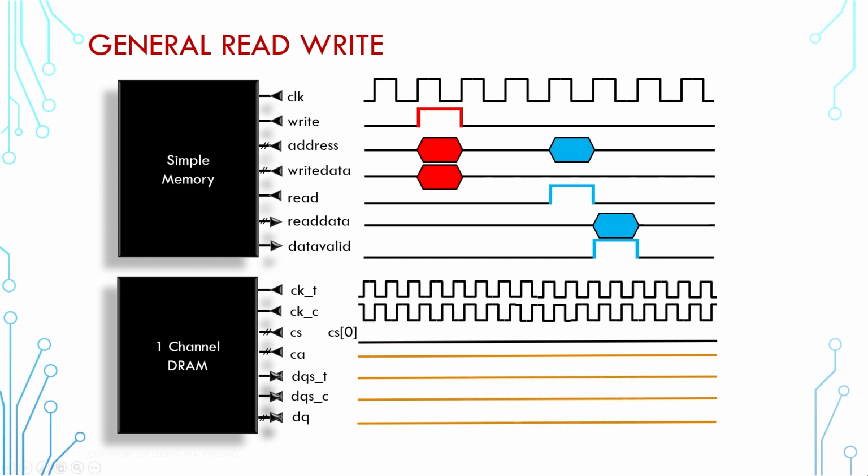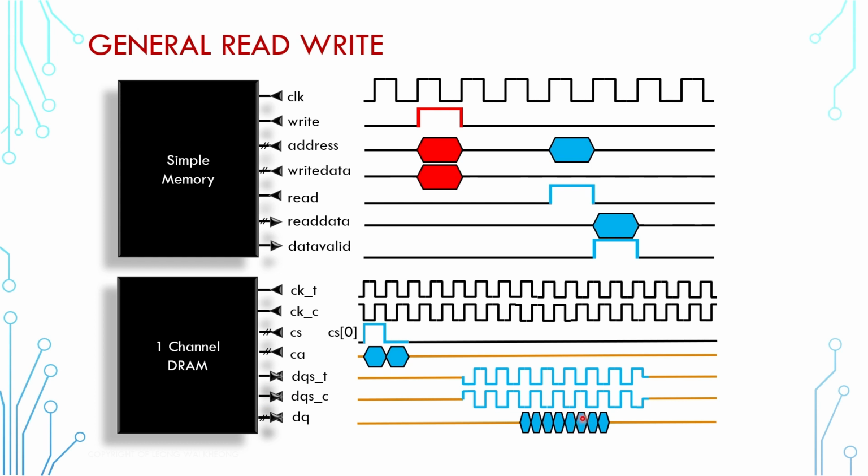The reading from a DDR channel is pretty much the same, except that DRAM transmits the DQS and DQ. We initiate a read command by asserting CS and CA together. After a while, DDR will kickstart DQS, and once they are stable, DDR will transmit the data over DQ bus.